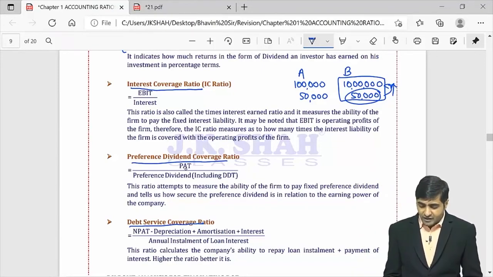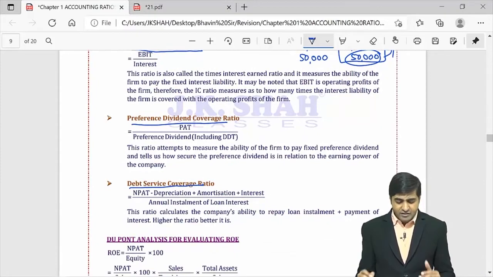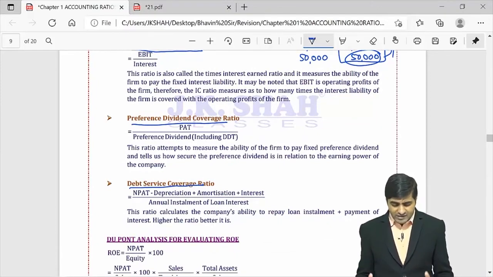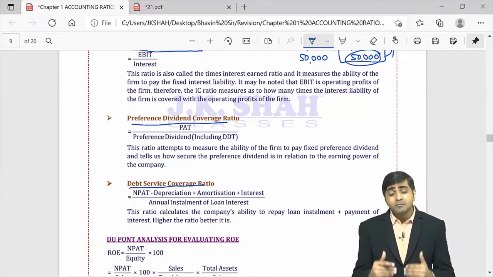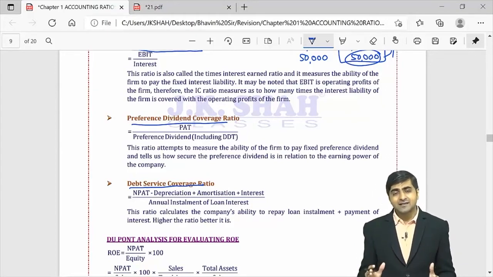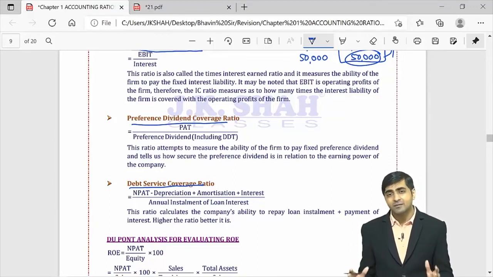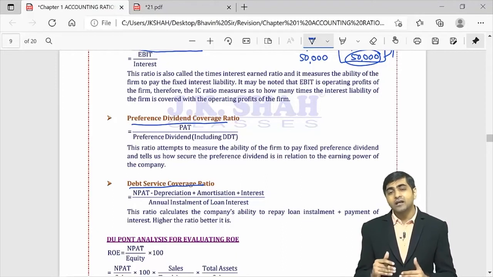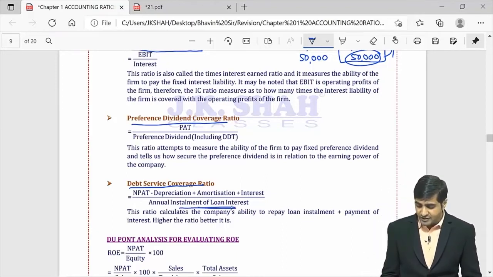So for your preference dividend coverage ratio, we'll take NPAT upon preference dividend. And guys, your debt service coverage ratio is an exhaustive ratio which takes into consideration NPAT plus depreciation plus amortization, because depreciation and amortization both being non-cash expenditure, we need to add it. And guys, interest also we have to add, because while calculating NPAT we have already subtracted the same. So we need to check what are the funds available with us to pay your equated annual installments, which constitute your principal as well as your interest amount.